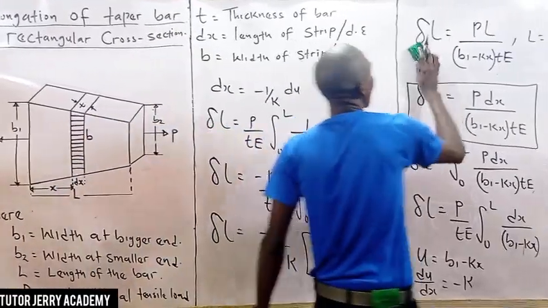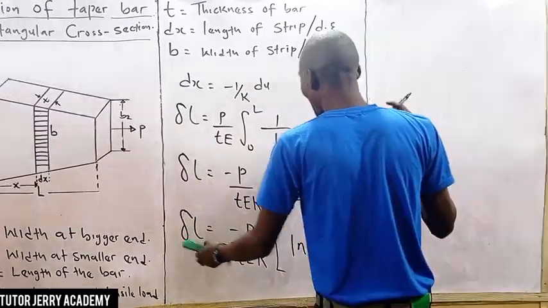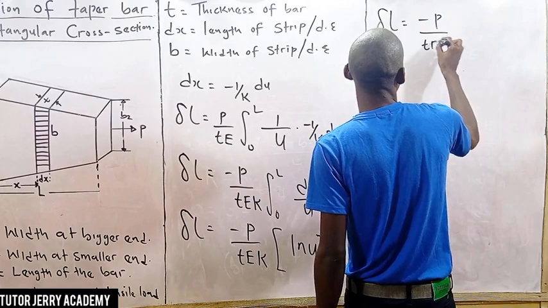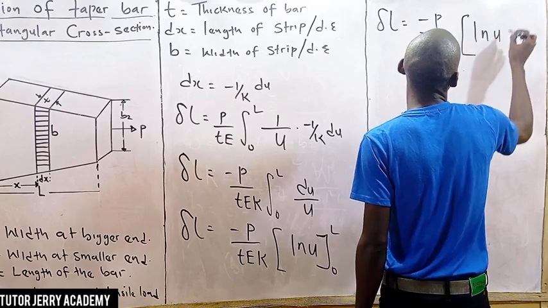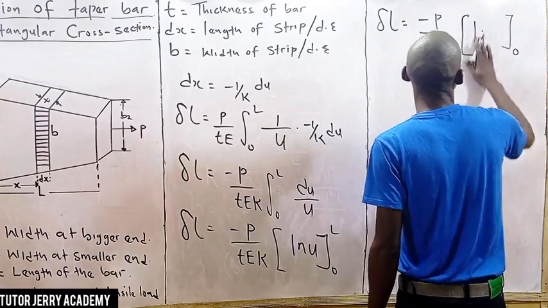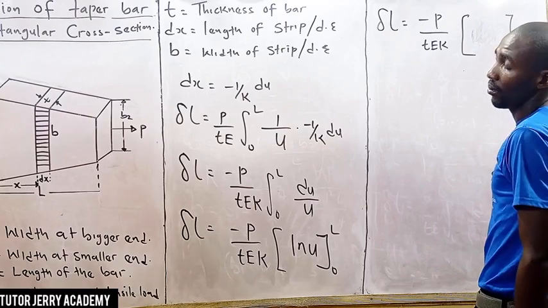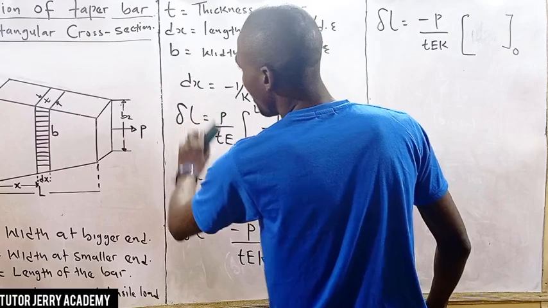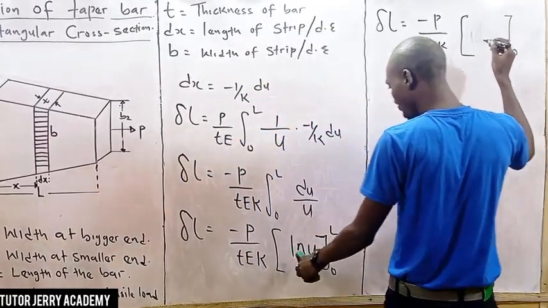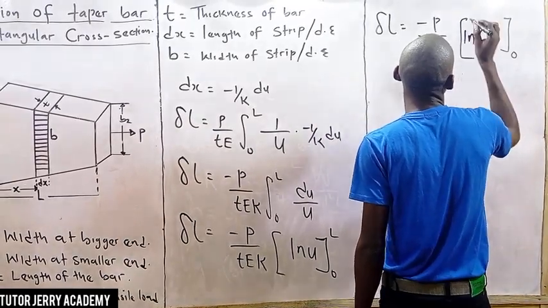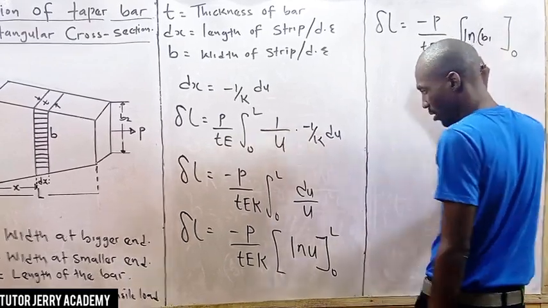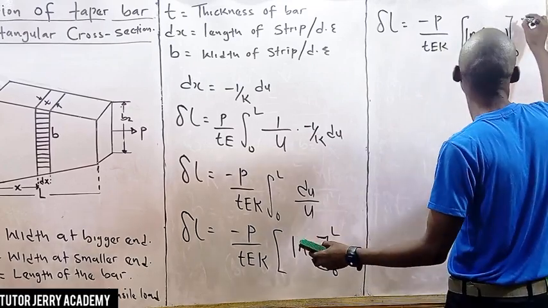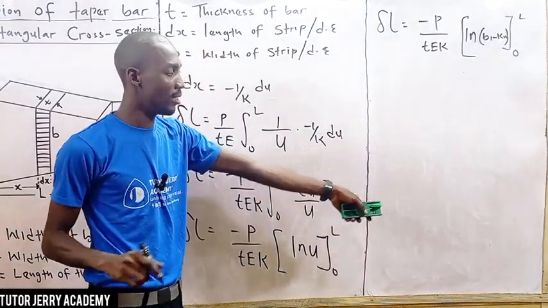So I can write this as L equals minus P all over T E K into ln of U from 0 to L. You already know that our U is equal to B1 minus KS, so we have B1 minus KS, and we are moving from 0 to L. That is what our U is.